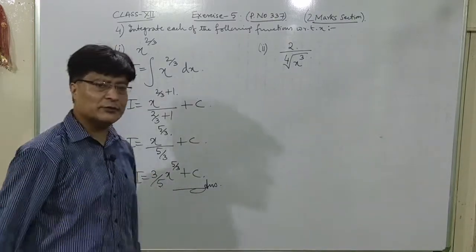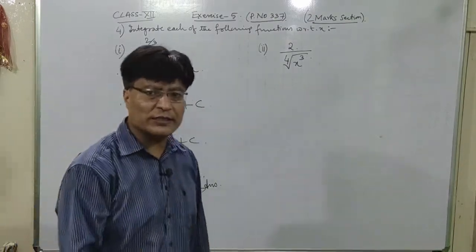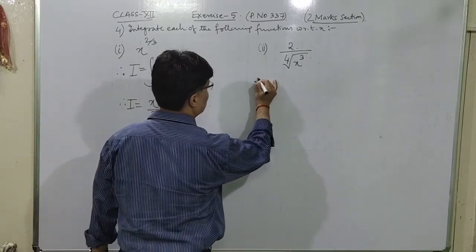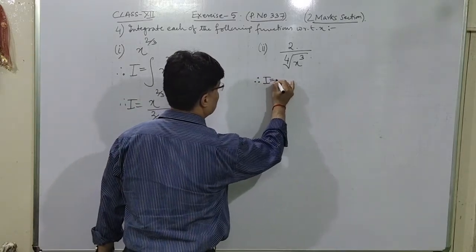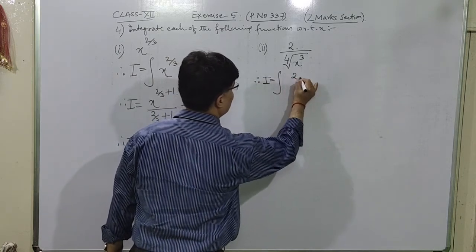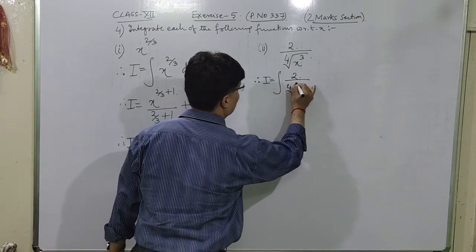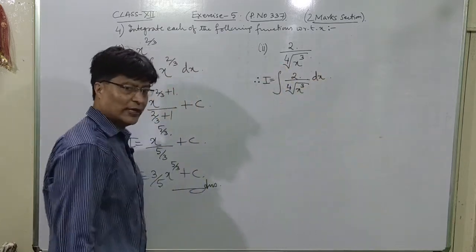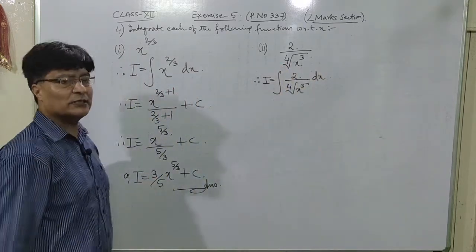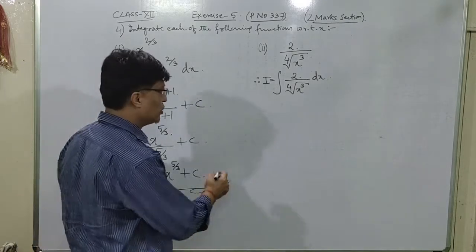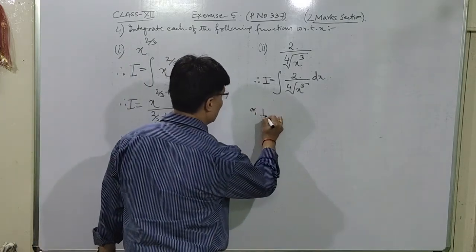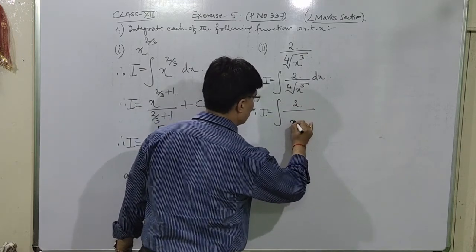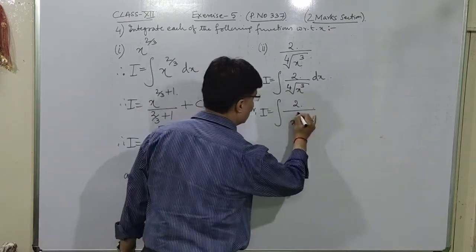But you have to simplify this function first in order to integrate it. So we have to integrate this function with respect to x. That is, therefore, I is equal to integral sign 2 divided by 4th root of x cube. Then you should write here dx. Okay. So now we have to simplify the denominator. This is 4th root of x cube. Or I is equal to integration of 2 divided by, what is 4th root of x cube?